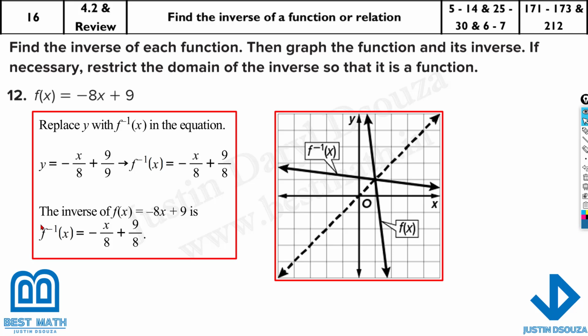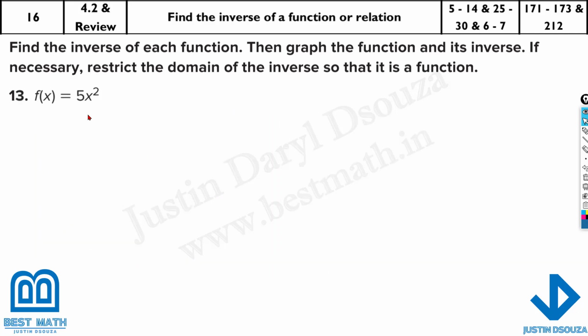So here we go. Usually when we change it, we write f inverse of x. You have to just look into the function and choose the correct answer. Now we have x squared. What happens here? It's y is equal to 5x squared. Swap them up. It'll be x is equal to 5y squared, isn't it? Now let me take this 5 to the other side. It's going to be x by 5 is equal to y squared.